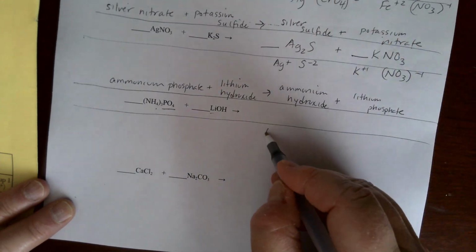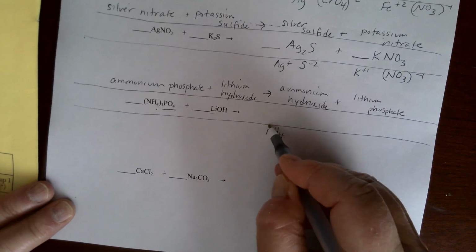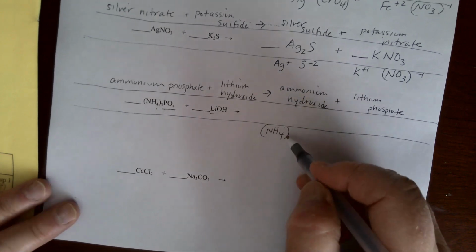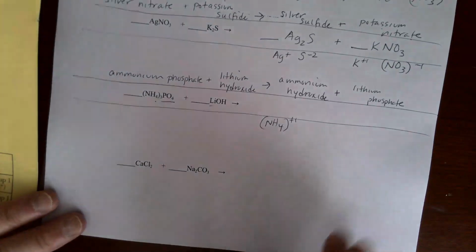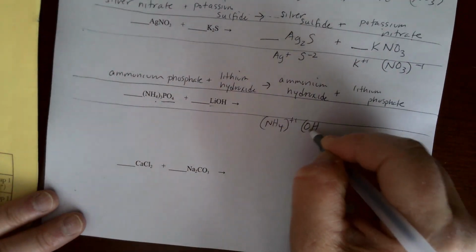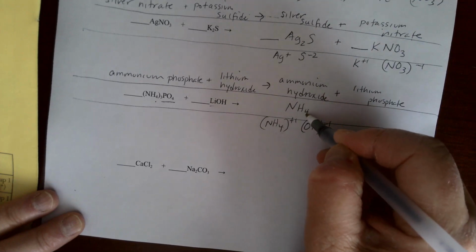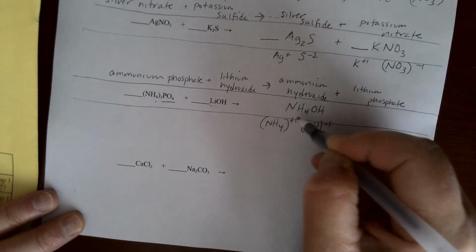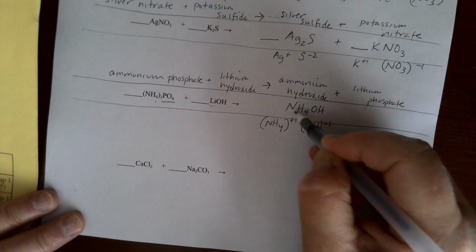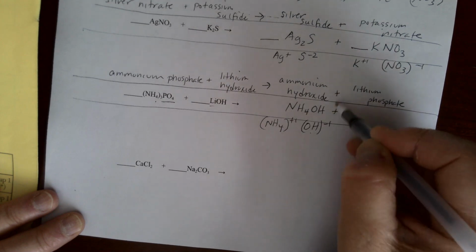Okay, let's do the scratch work. From reference table E, ammonium is NH4 with a +1 charge. Hydroxide, also from reference table E, is OH -1. Together, this is NH4OH. We need one of each. NH4OH, one of these. Bring down that plus sign.